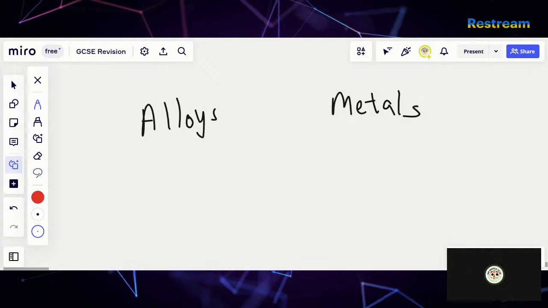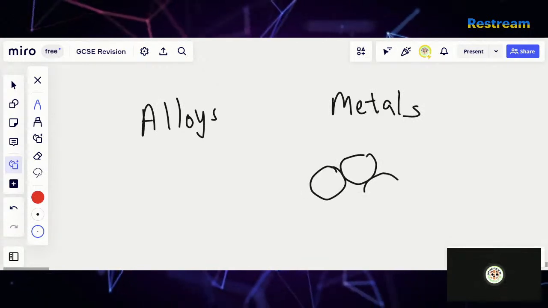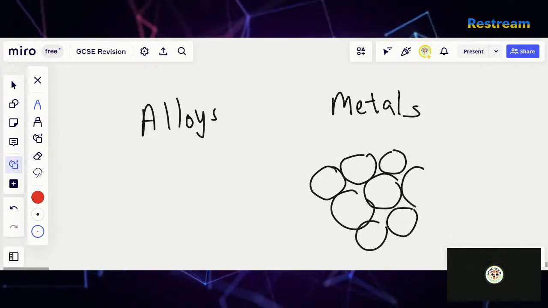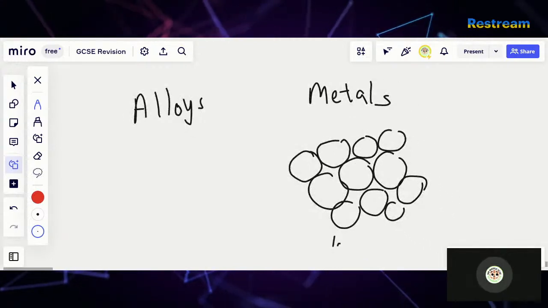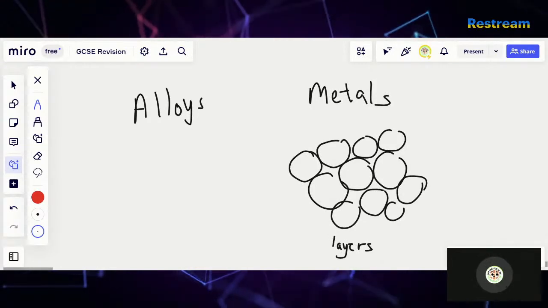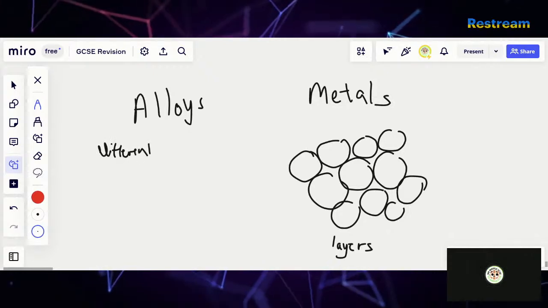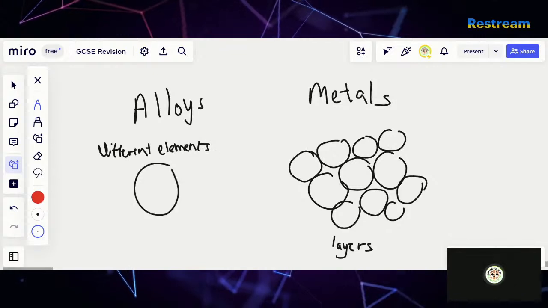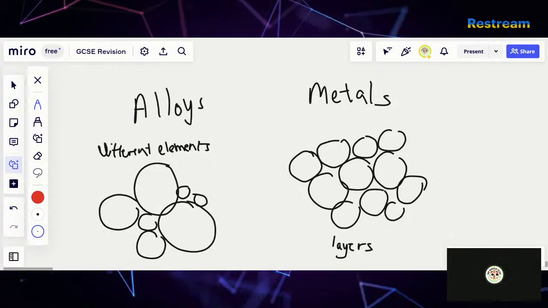So what we have here is when we have a metallic structure, we have regular atoms in regular sizes and regular shapes, and they're in layers, and we know that these layers can slide because that's how metals can be malleable. Now with alloys, there are atoms of different elements. Now because they're atoms of different elements, this means that they have different sizes and they're squished in to this structure.